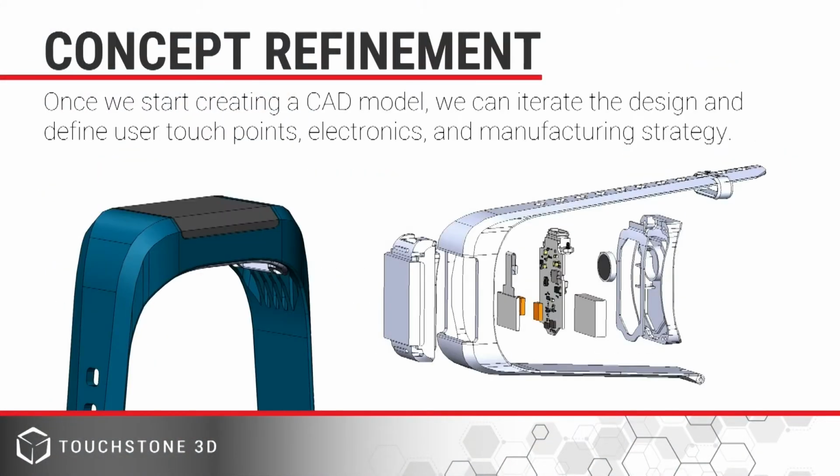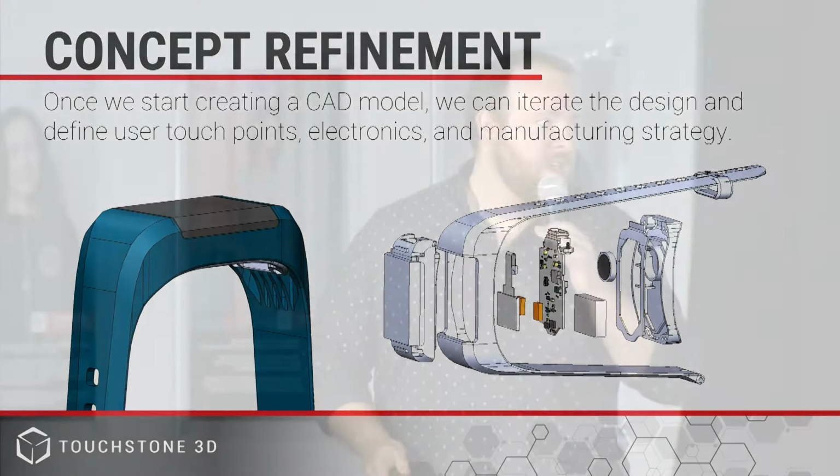We take that sketch, get it into 3D, and this allows us to iterate. We can focus on things like different user touch points. If there's electronics involved, we can make sure all of our components fit, or we can tell the engineers, like, oh, you need to make your PCB half the size. And then also we can start working through the manufacturing strategy for all the different components.